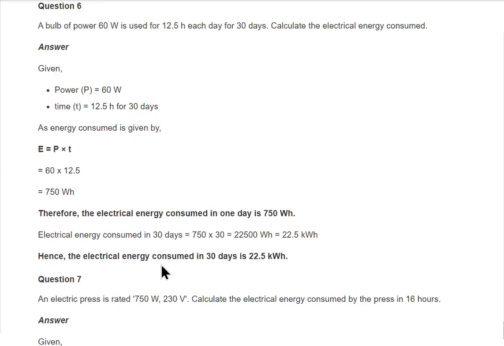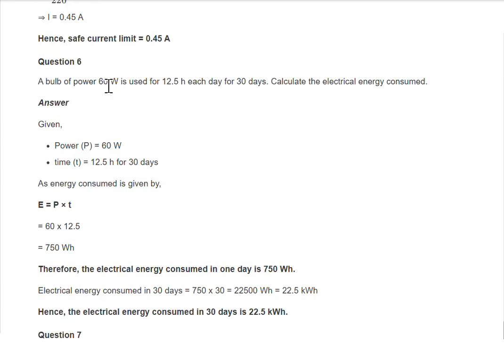Now question number 6. A bulb of power 60 watt is used for 12.5 hour each day for 30 days. Calculate the electrical energy consumed. This is the actual application in our life. Electricity bills and all are calculated using this method only. So power is 60 watt and time is 12.5 hours for 30 days. Energy is calculated by power into time, so 750 watt hour for one day.